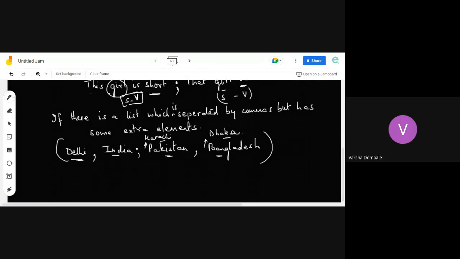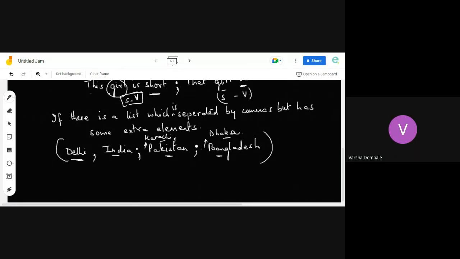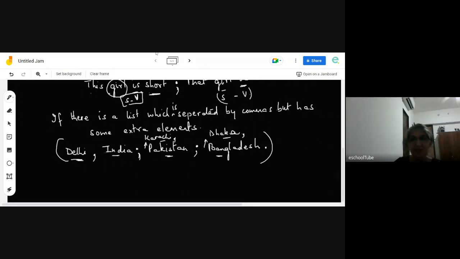Then we'll put a semicolon, Karachi, comma, Pakistan, and a semicolon, Dhaka, comma, Bangladesh, and then a full stop. Okay? Did you understand? So this is another way of using a semicolon. Yes, ma'am. Everyone understood this well?